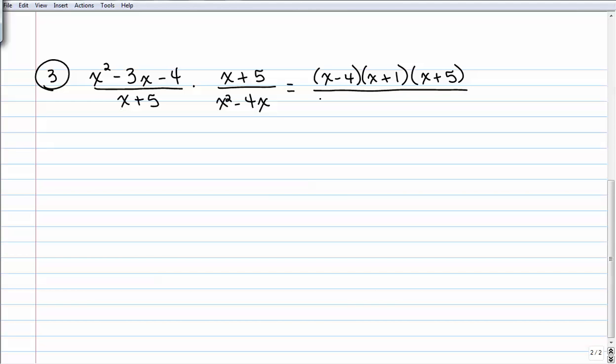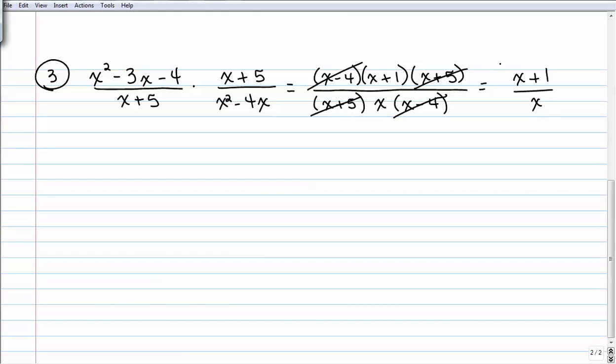The denominator of my first fraction is x plus 5. And for my second denominator, that's not a trinomial, but I am noticing that there's a greatest common factor of x that I will factor out, and that will leave me with an x minus 4. Now I can cancel factors that are the same on the top as they are on the bottom, like the x minus 4's. The x plus 5's will cancel, and I'm left with x plus 1 over x.